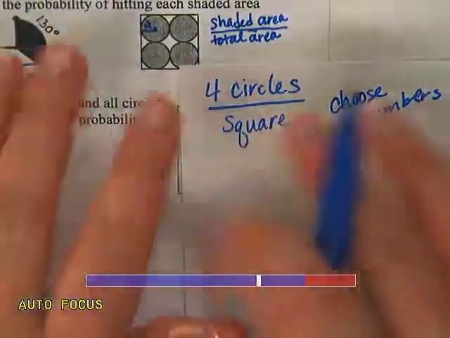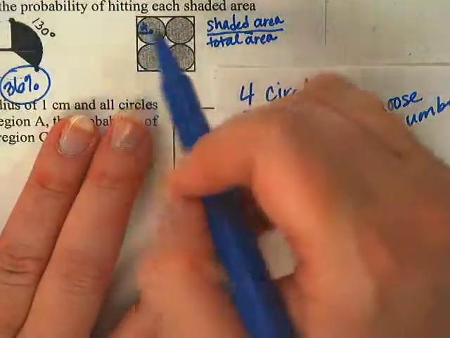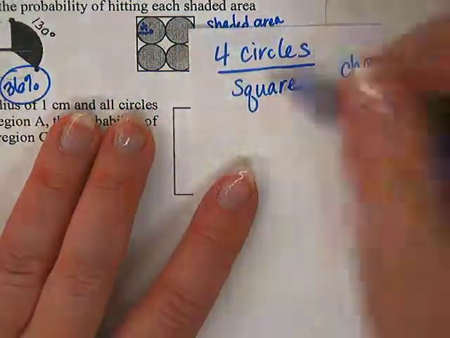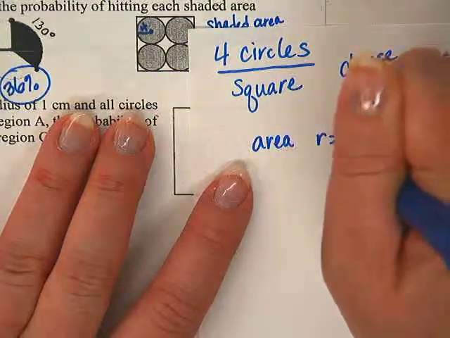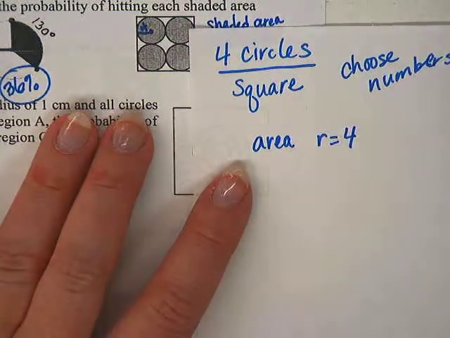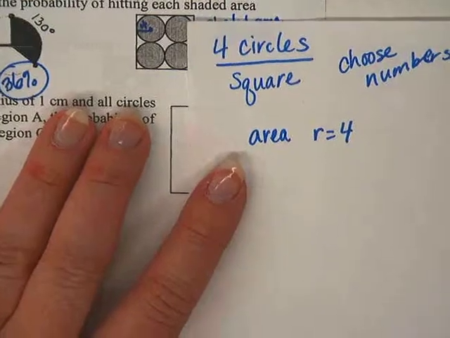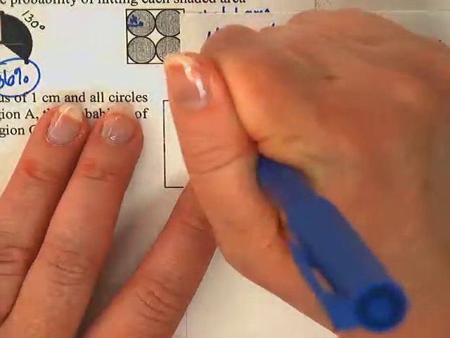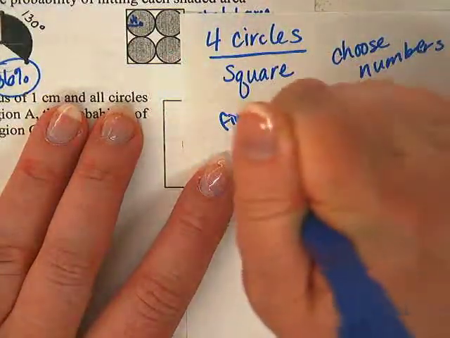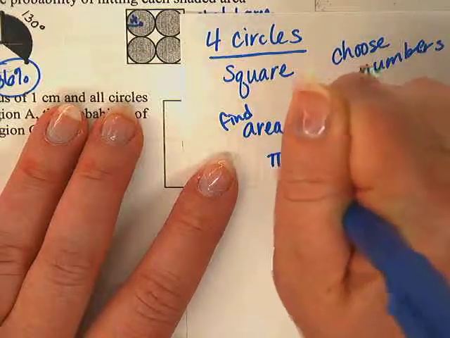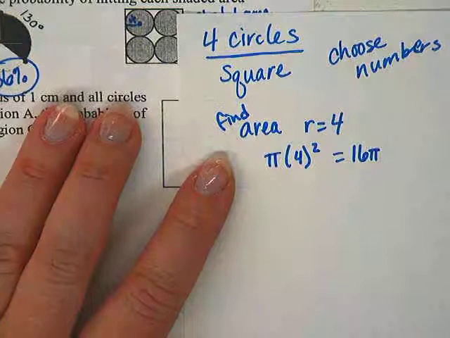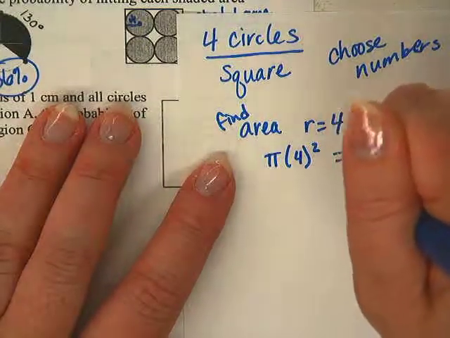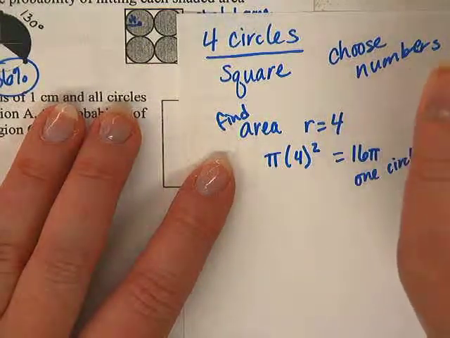Let me blow this up just a little bit. Okay, so if each circle is going to have a radius of 4, that means we want to find the area of each circle where the radius is 4. Now, does the radius have to be 4, or could it be anything you want it to be? Any number you want it to be. So let's find the area if the radius equals 4. So we go pi times 4 squared. So that would be what? 16 pi, right? So that is 1 circle.